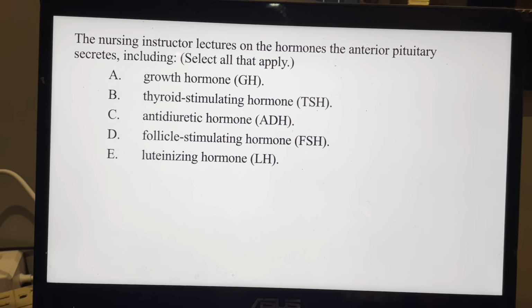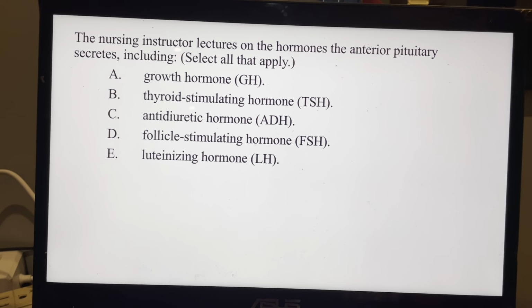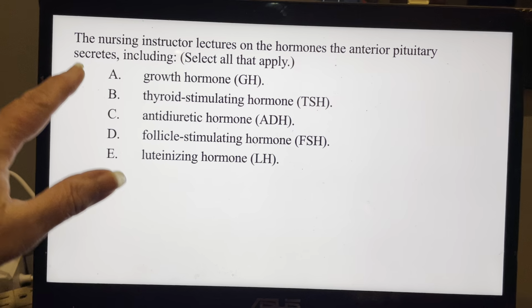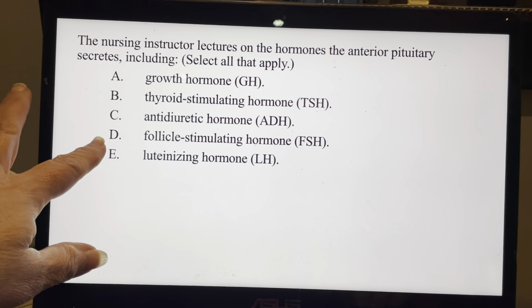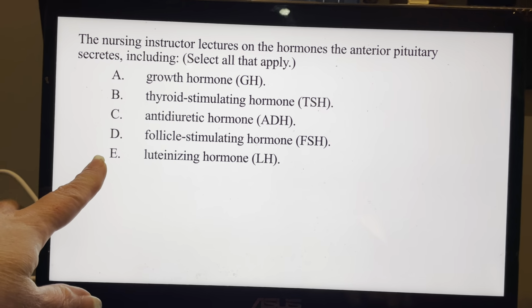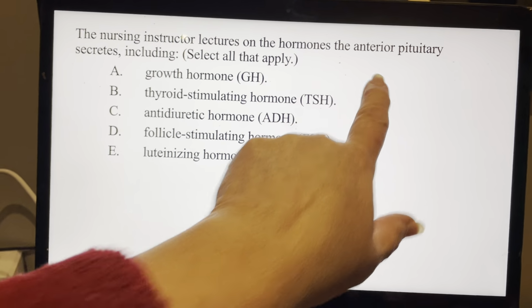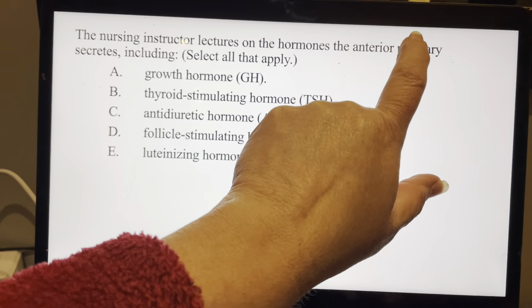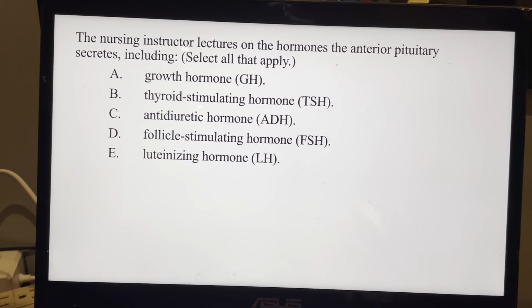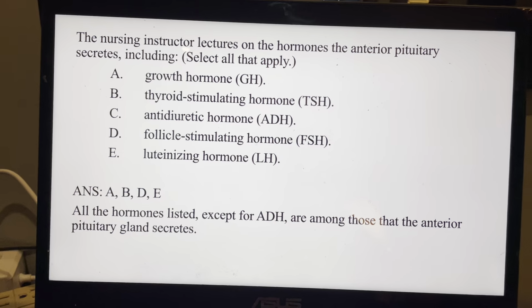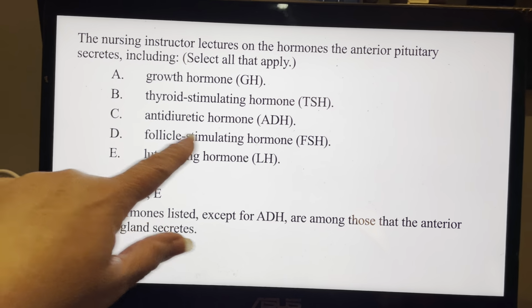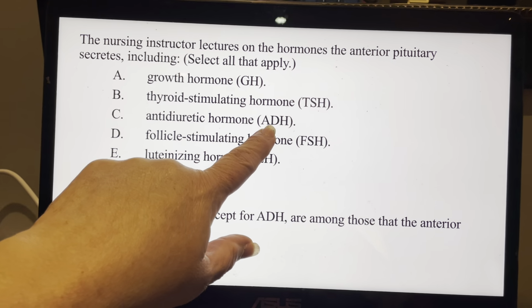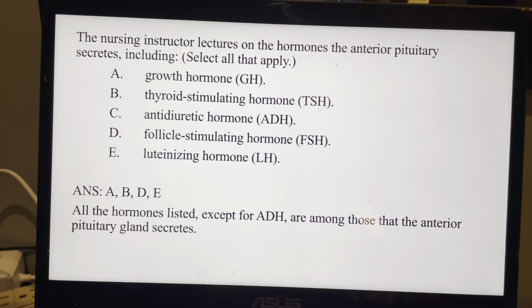The nursing instructor lectures on the hormones the anterior pituitary secretes, including growth hormone, thyroid stimulating hormone, antidiuretic hormone, follicle stimulating, luteinizing. Which ones come from the anterior pituitary? It's more than just these. I would be able to list them on a blank piece of paper if she wanted me to. A, B, D, and E. Antidiuretic hormone starts with the A, remember? That and oxytocin are in the posterior pituitary.